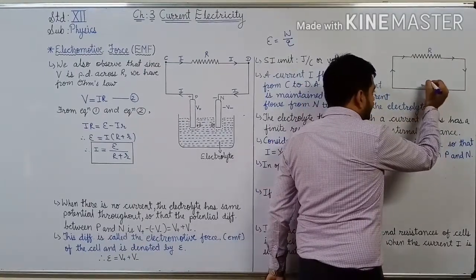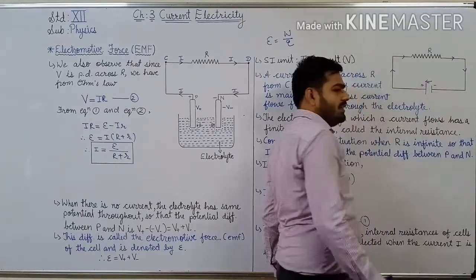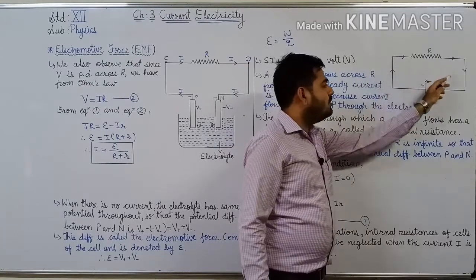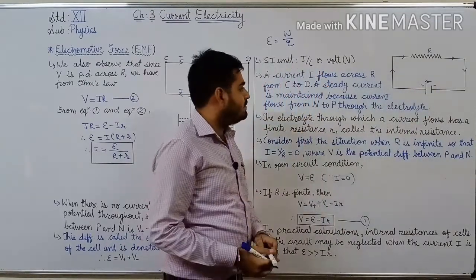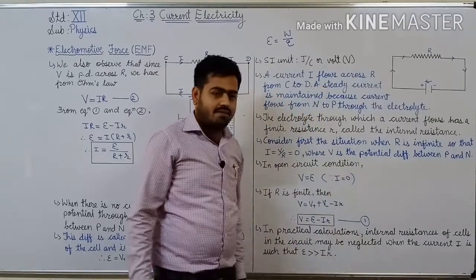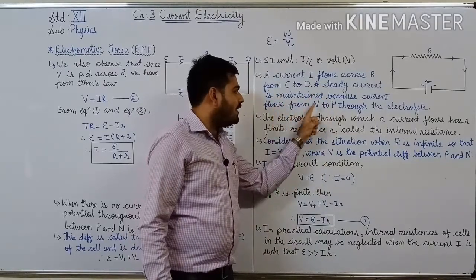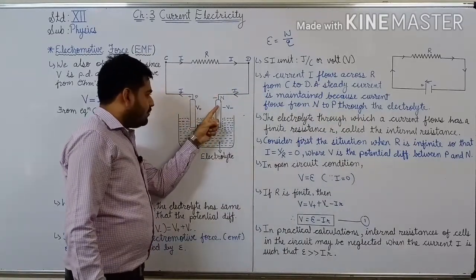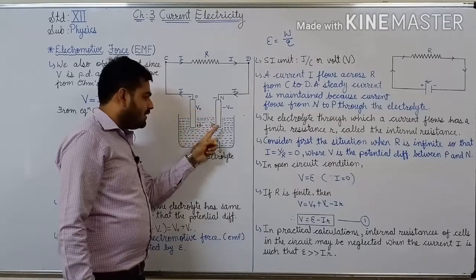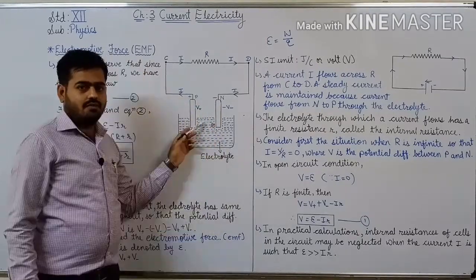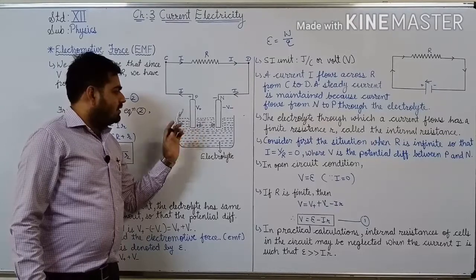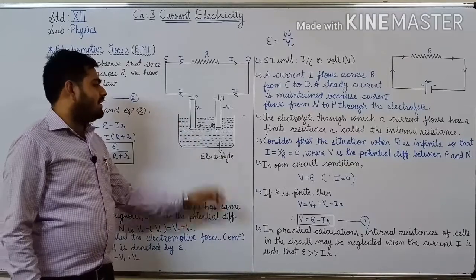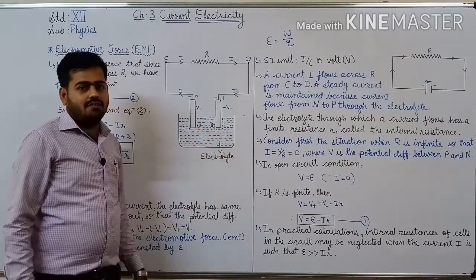Inside the battery, current is flowing from the negative terminal to the positive terminal. Outside the battery, current is flowing from higher potential to lower potential. Look carefully. A steady current is maintained because current flows from N to P through the battery. Inside, from where to where is the current flowing? Negative terminal to positive terminal through this electrolyte. So here current is flowing from negative terminal to positive terminal inside the battery, inside the electrolytic cell.